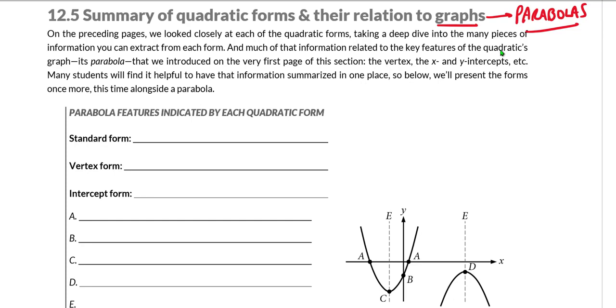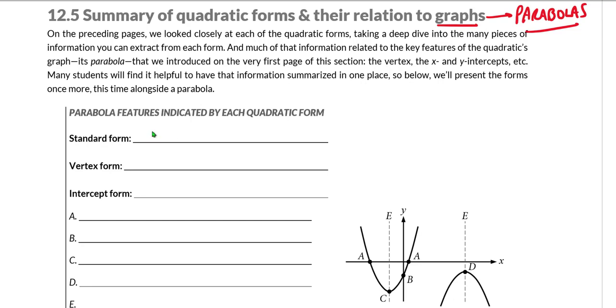What we didn't do is look directly at those forms next to a parabola so that we could more visually see how the parts of each form relate to the parabola itself. And that's what we're going to do here. We are going to look at the three forms one last time, and we are going to see how when we look at a parabola, we can actually see parts of each form on the parabola.